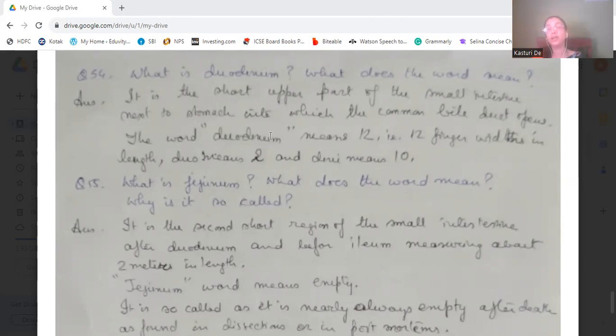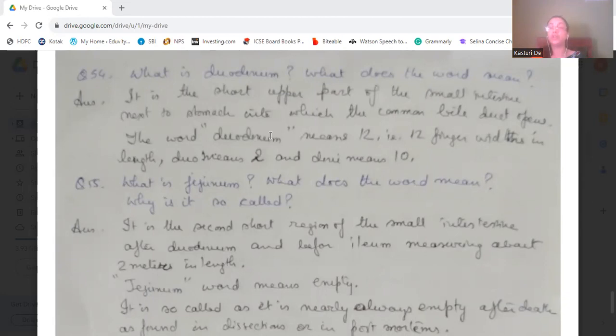The word duodenum means 12. That means 12 finger widths in length. Duo means 2, deni means 10. So in addition of the 2, we will get 12, the 12 finger widths in length. Duodenum length is 12 finger widths. So that's why it's named duodenum.